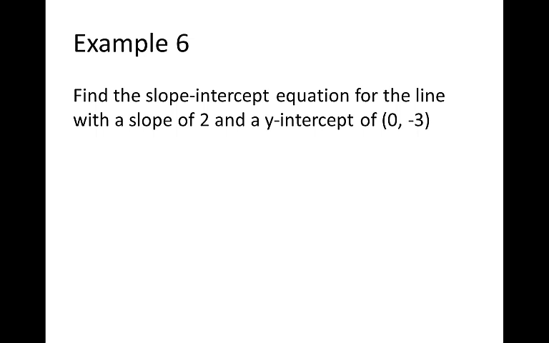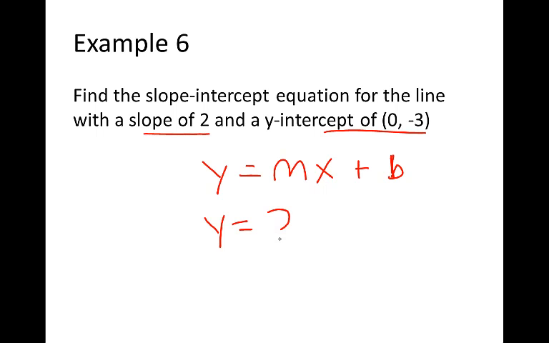Find the slope-intercept equation for the line with a slope of 2, y-intercept is (0, -3). Now we're going the other way. So now I give you a slope of 2, y-intercept is (0, -3). Write the equation of that line. So again, our slope-intercept form, y equals mx plus b. So what is m? 2. So we have y equals 2x plus a negative 3. So we'll just say minus 3. You could leave it as plus negative 3, and that'd be fine.